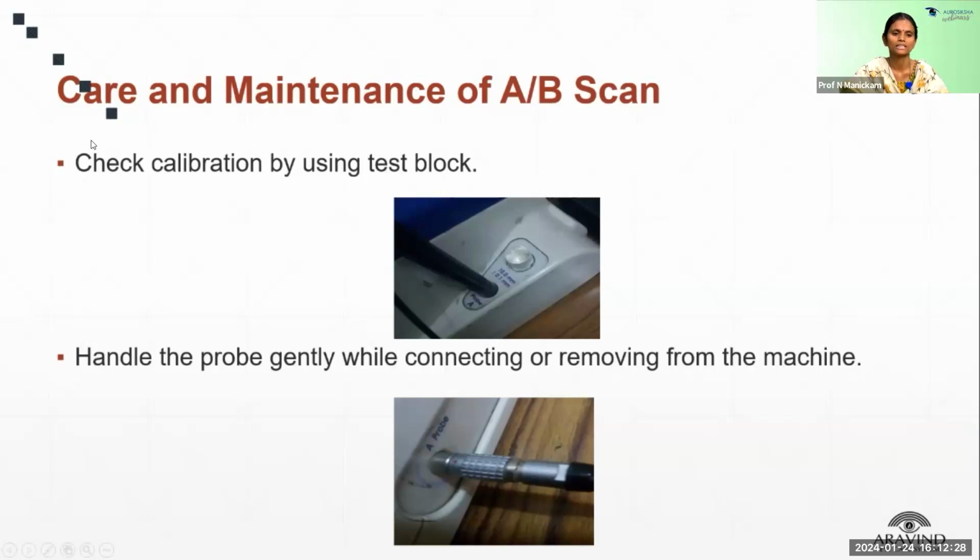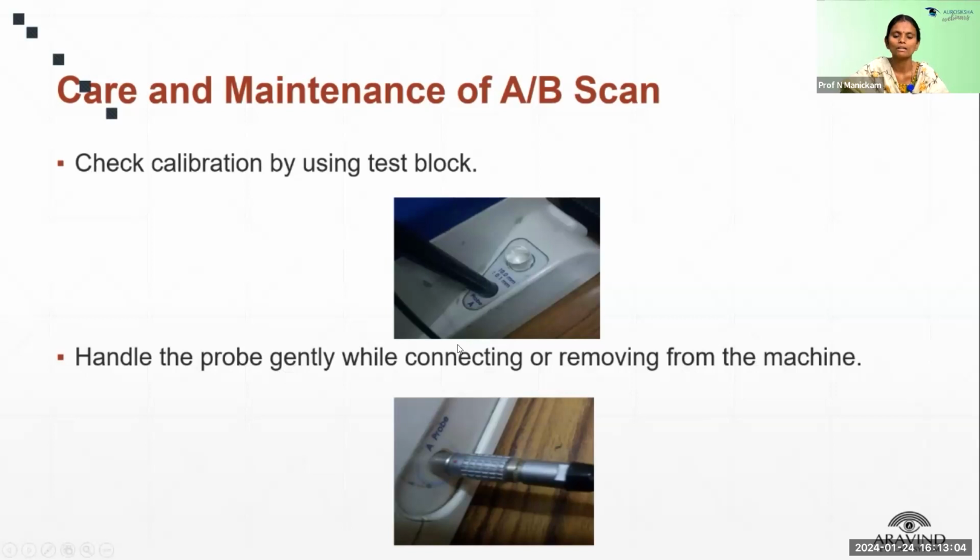Next, we see the care and maintenance of A scan and B scan. Checking calibration is one of the basic care and maintenance steps of the A scan machine. Keep the A scan machine in scanning mode. Apply the gel on the test block and place the probe on it. Now the probe is measuring and it shows the length of the test block. If it is within the tolerance value, the display shows calibration confirmed. If it is otherwise, we need to get the machine serviced.